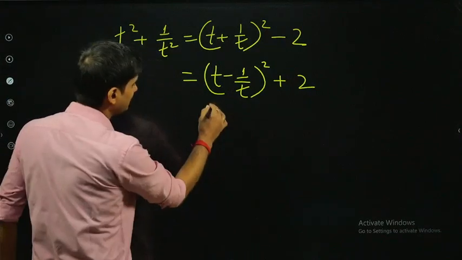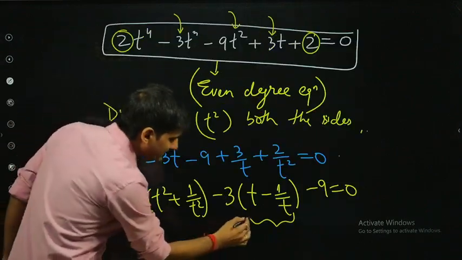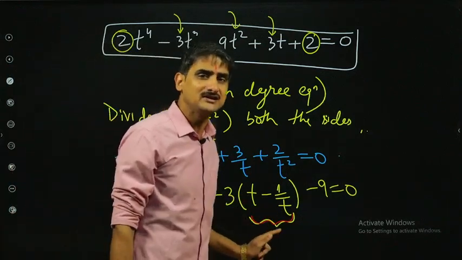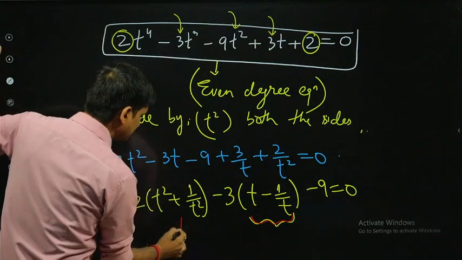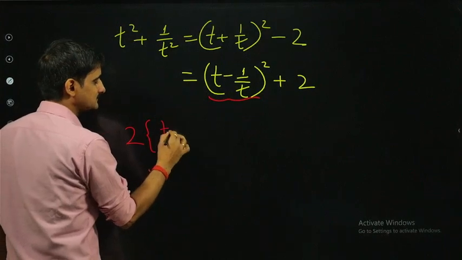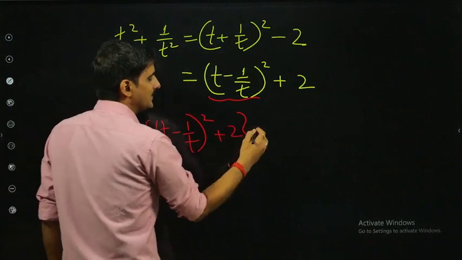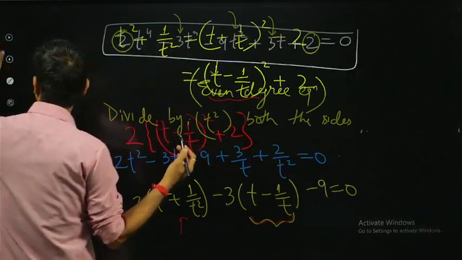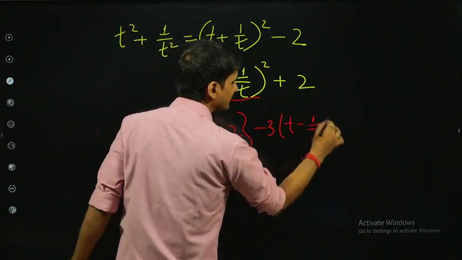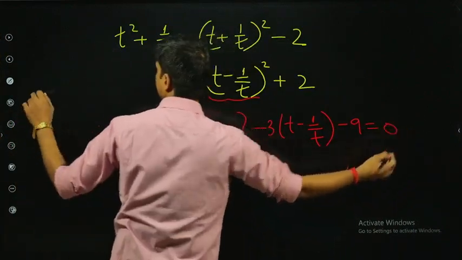Of course here we will be preferring this one, as I said, because in this term here this is t minus 1 by t. So that's why I said this holds the key here. Now let's replace t square plus 1 by t square, so therefore 2 into t minus 1 by t whole square plus 2, and then what was that? I think minus 3. Yeah, minus 3 into t minus 1 by t, and then it is minus 9 equal to 0.